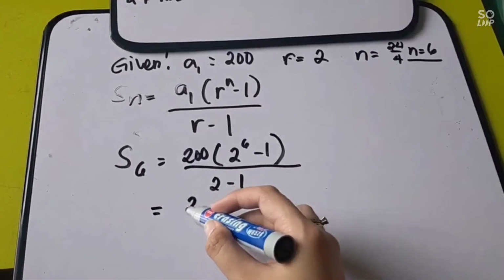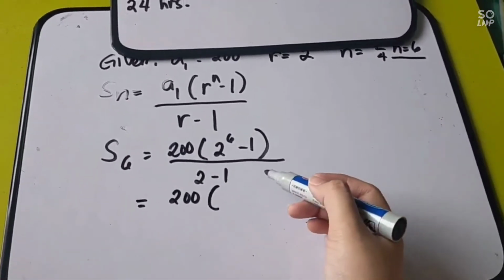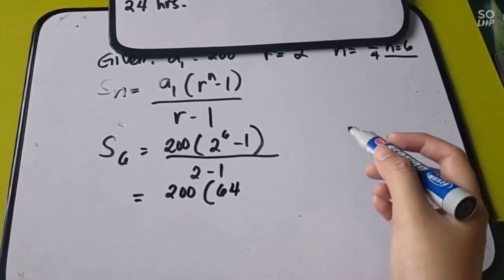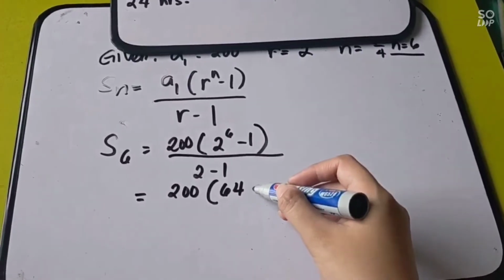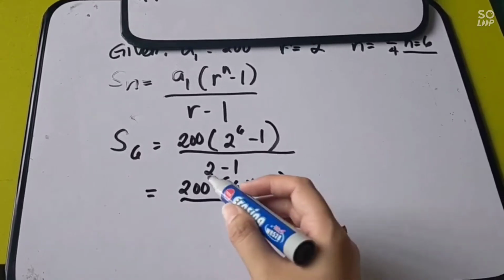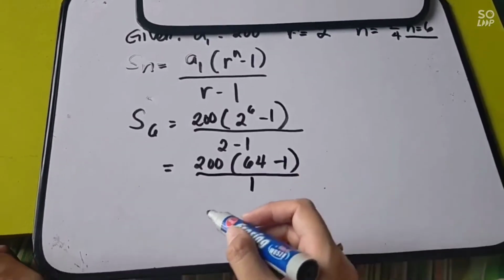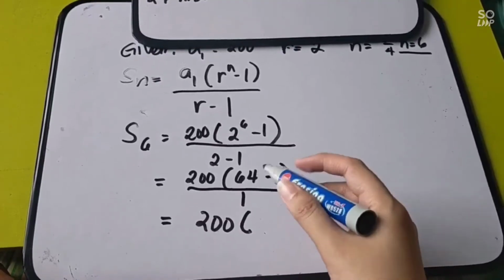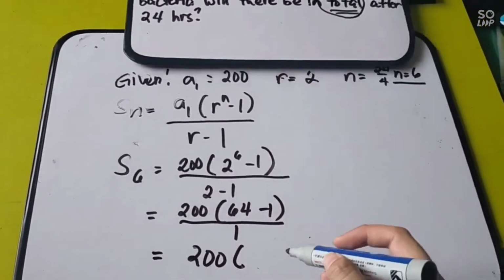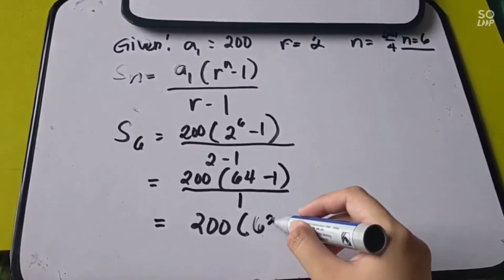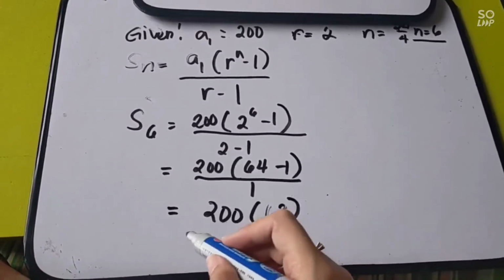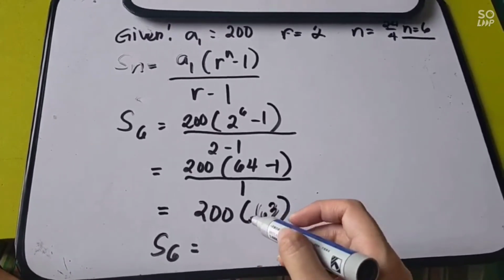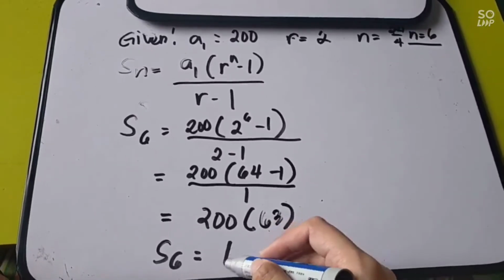It is equal to 200 times 2 raised to 6, which is 64. So, 6 times, 2 times 2 times 2, the answer is 64, then minus 1. Then all over 2 minus 1, the answer is 1. See? No negative. So, it is equal to 200 multiplied by 64 minus 1. 64 minus 1, we have here 63. The 1, don't include it anymore. That's okay. Then S sub 6, we have here 200 times 63. The answer is 12,600.